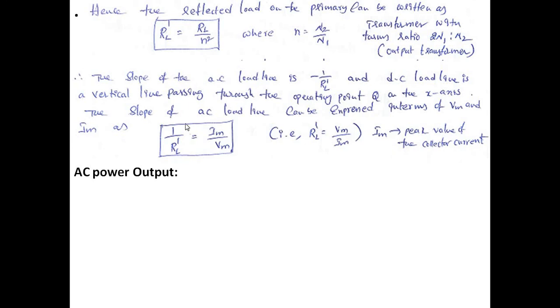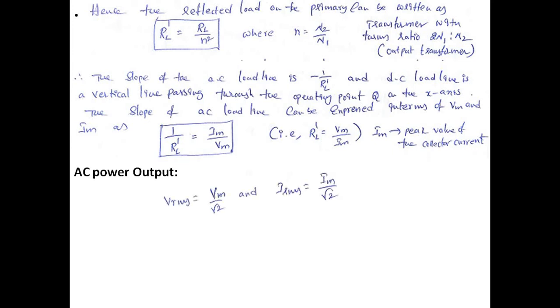Now you express this slope 1 by RL dash, which is equal to Im by Vm. Im is the peak current and Vm is the peak voltage. We have already discussed this equation also. The slope of the AC load line is equal to 1 by RL dash, which is equal to Im by Vm.